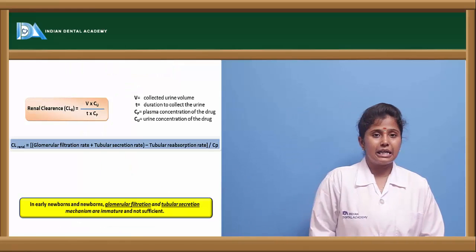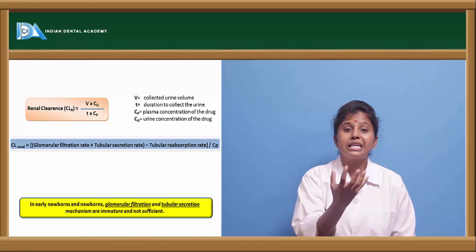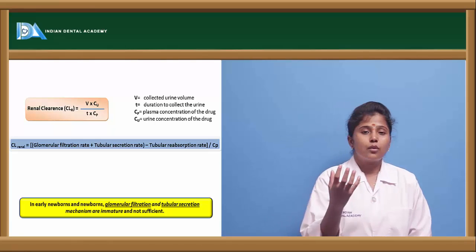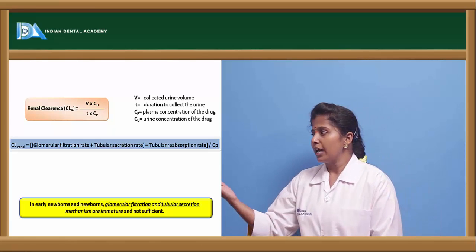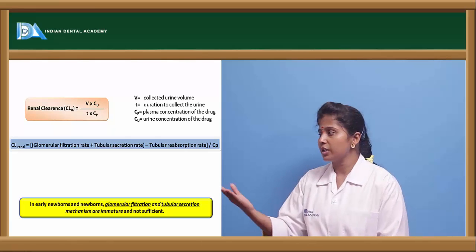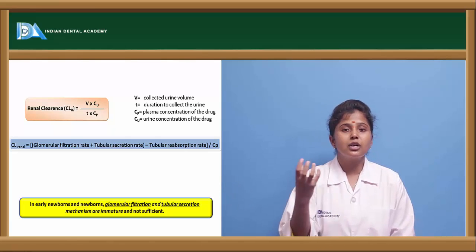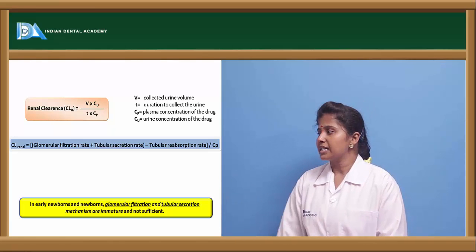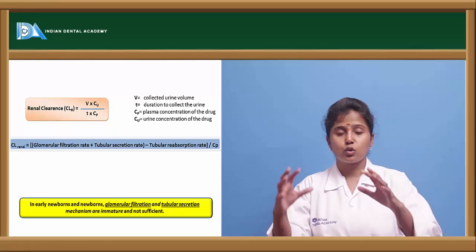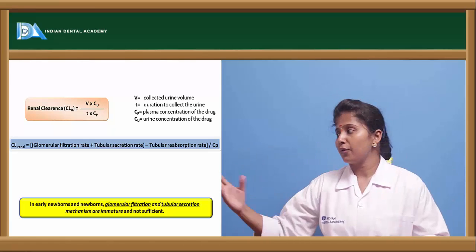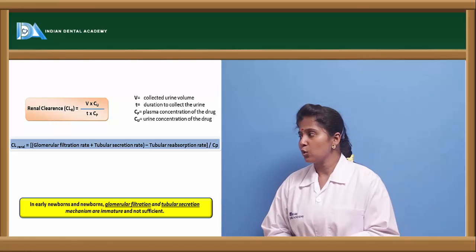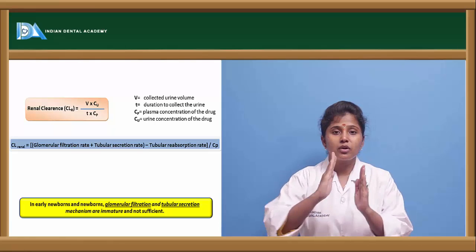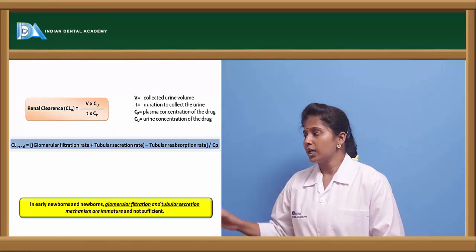Here we can see the renal clearance. How can we estimate the amount of drug which is cleared? Here V is the volume of urine collected, Cu is the urine concentration, T is the time taken to collect the urine, and Cp is the plasma concentration of the drug. If we put all these values in the formula V times Cu divided by T times Cp, we get how much drug is eliminated through the renal system.